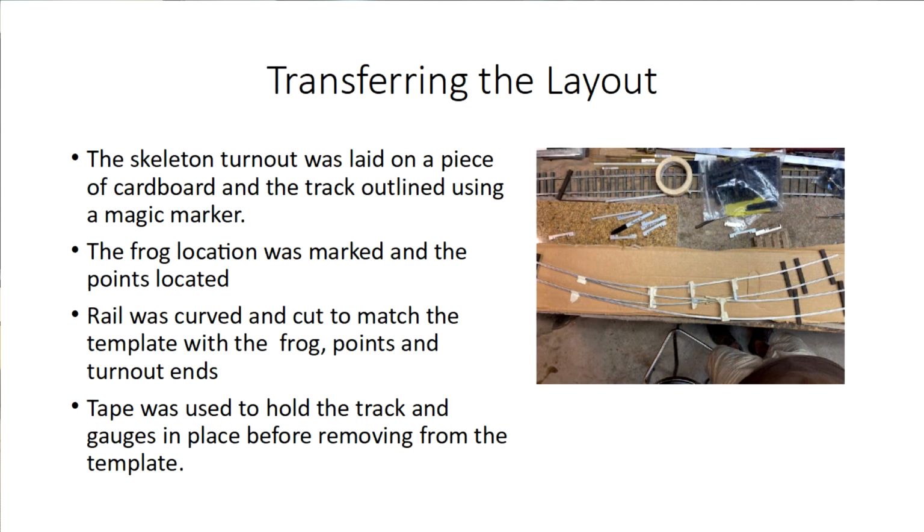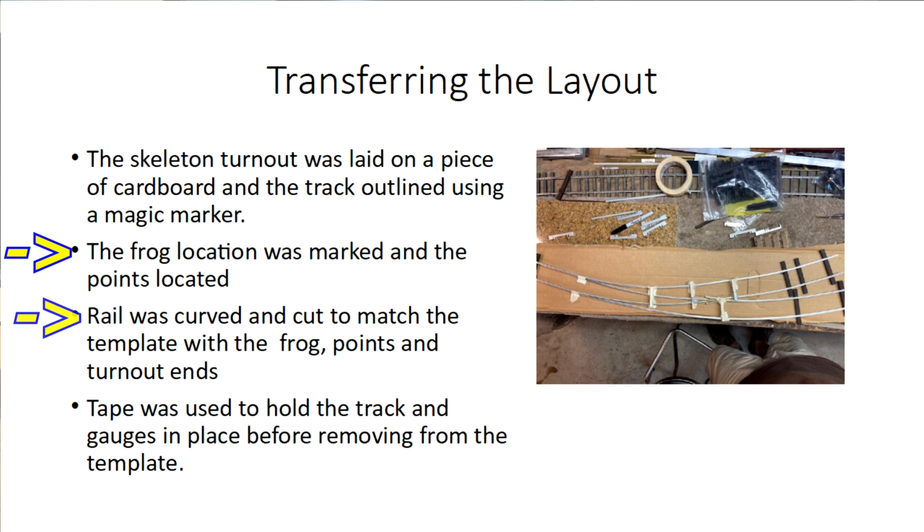When I did that, I then used some track templates, not joiners, and built what I call a skeleton layout, or a skeleton curve. And you use that skeleton curve with a magic marker, lay it on a piece of cardboard, which I've got up there, and mark where my frog would go in here and where my points would be. And made sure I tried to match.